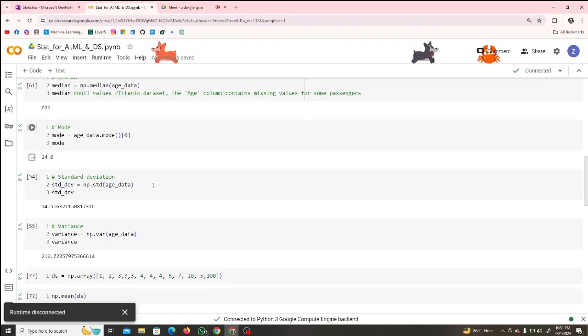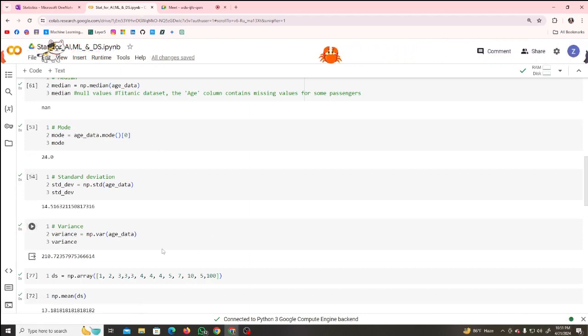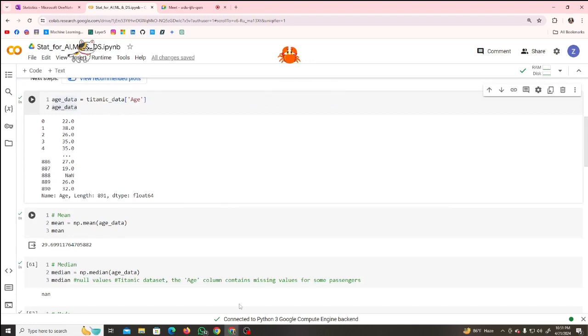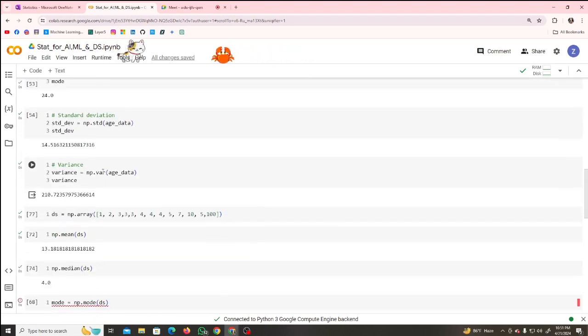We still have 10 minutes, so let's do the standard deviation and variance of the Titanic dataset. We will show how to calculate it in Python code. It's very easy in Python. You simply write np, the numpy library, dot std, for the standard deviation of the column or array, which is age data. And then we got 14.51.